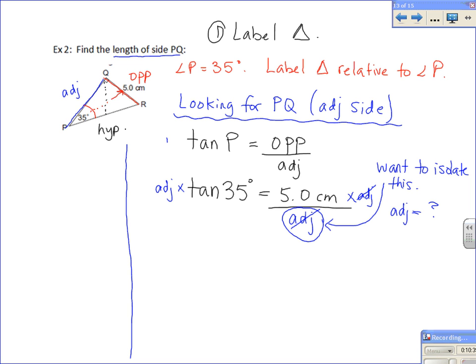Okay, so again, I want adjacent. This is what I'm trying to get over here. I want the adjacent to be all by itself. It's now being multiplied by the tan of 35. So I'm going to undo what's being done to it. Okay, I'm going to write it out down below so that it's a little bit more tidy here.